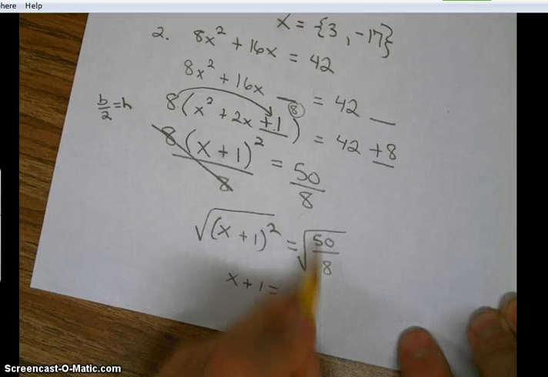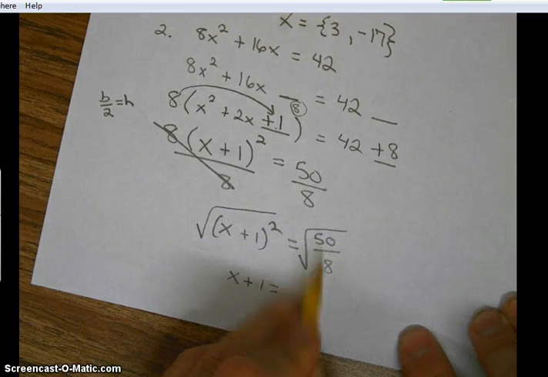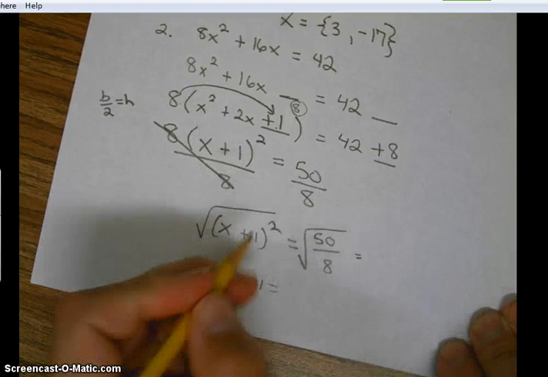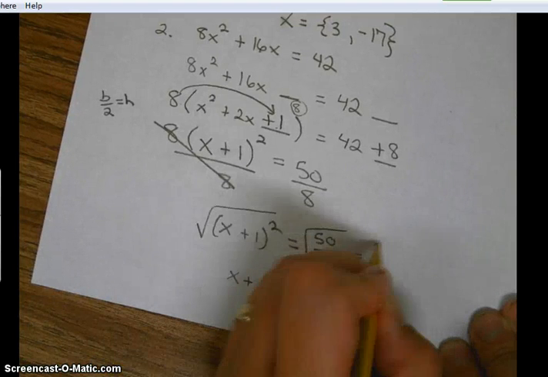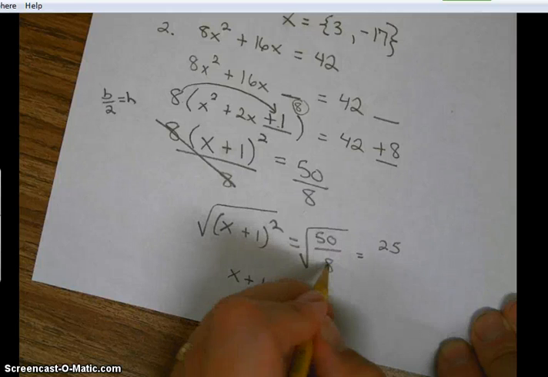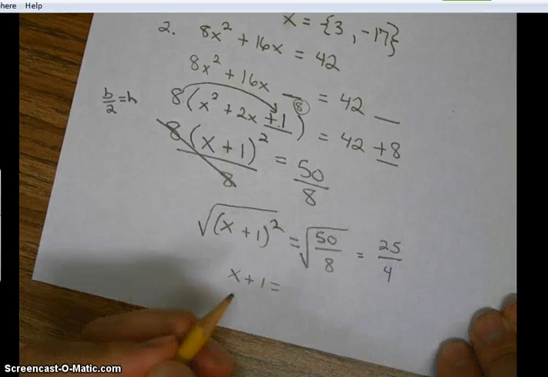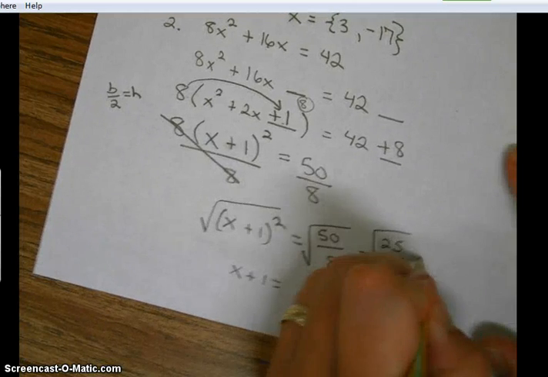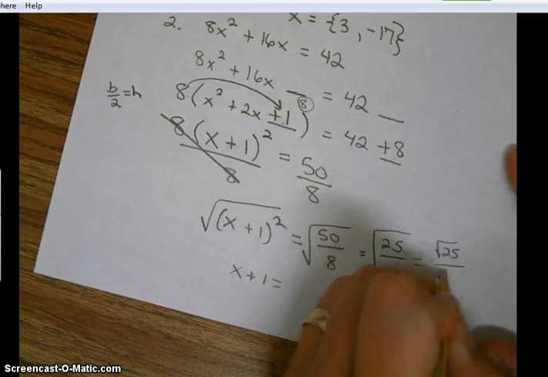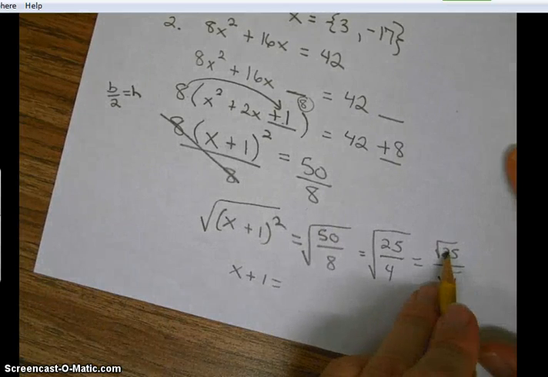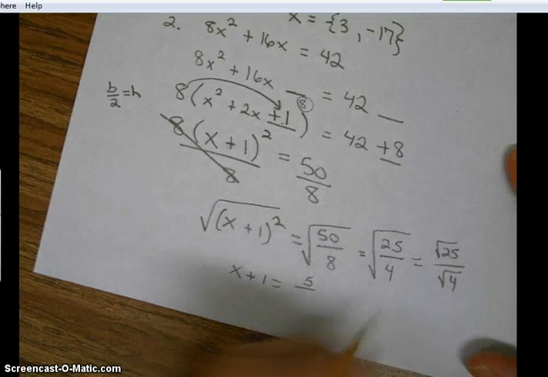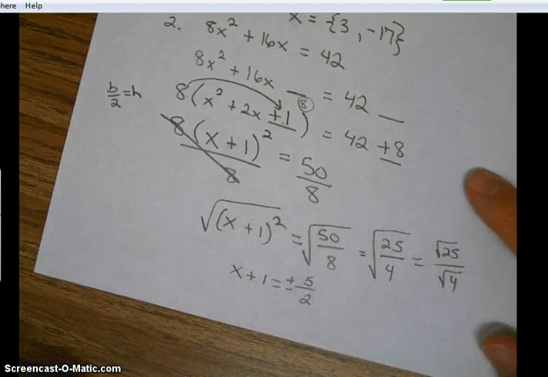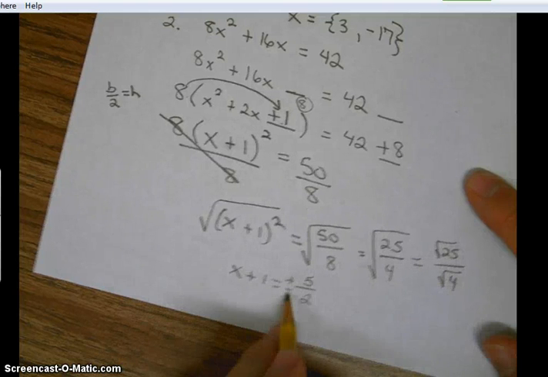Now, when you square root a fraction, first of all, we can simplify this fraction if possible. So 2 goes into 50 25 times. 2 goes into 8 4 times. It's always a good idea to simplify. It's going to make it easier. This is the square root of 25 over the square root of 4. The square root of 25 is 5. Square root of 4 is 2. Don't forget your plus and minus on the front. We just took the square root of these two numbers, so we need the plus and minus.